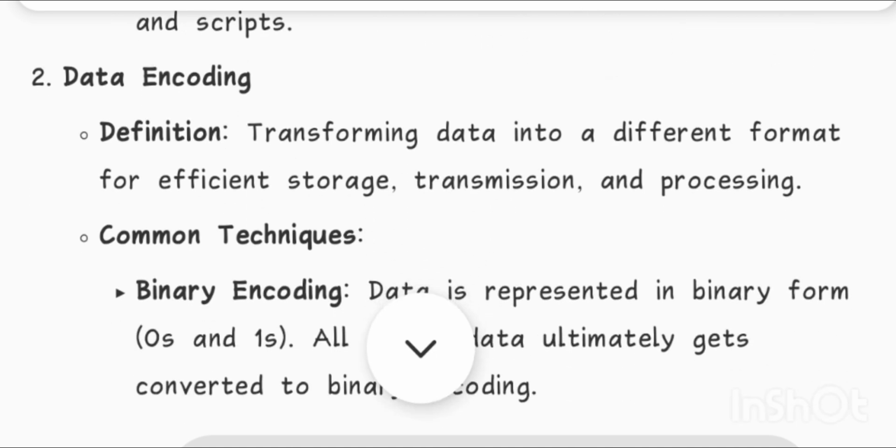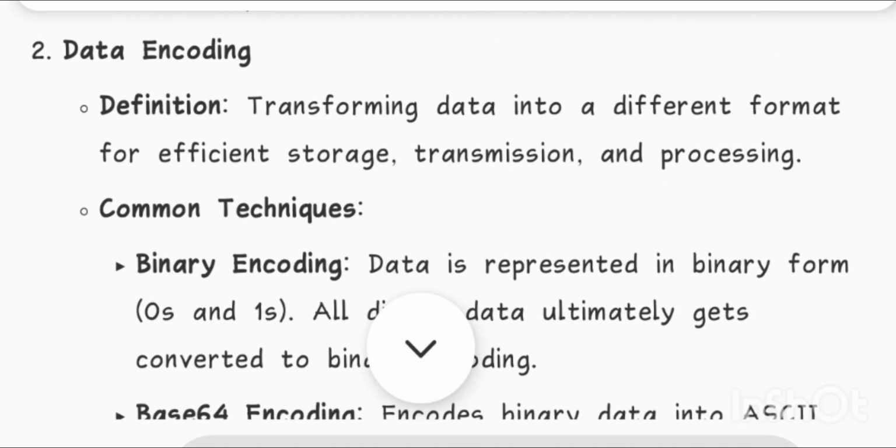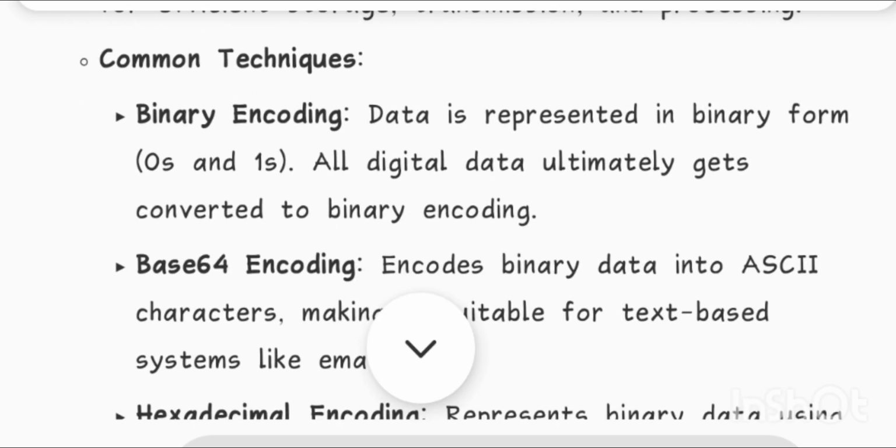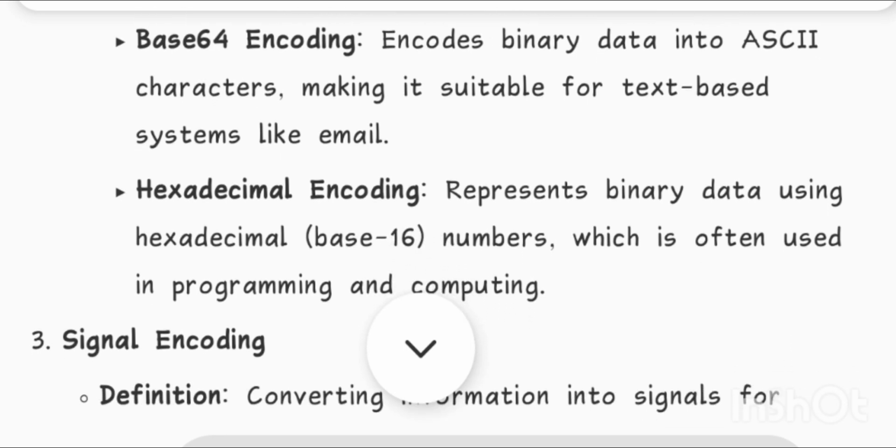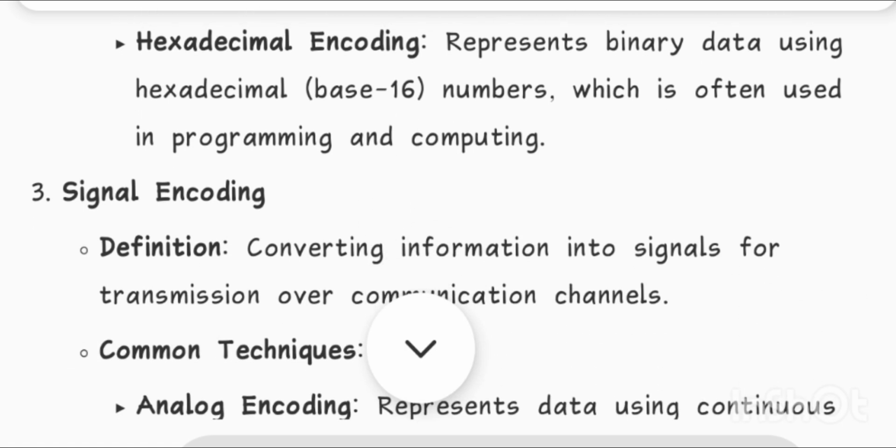2. Data encoding. Definition: transforming data into a different format for efficient storage, transmission, and processing. Common techniques: binary encoding. Data is represented in binary form, zeros and ones. All digital data ultimately gets converted to binary encoding. Base64 encoding encodes binary data into ASCII characters, making it suitable for text-based systems like email. Hexadecimal encoding represents binary data using hexadecimal base 16 numbers, which is often used in programming and computing.